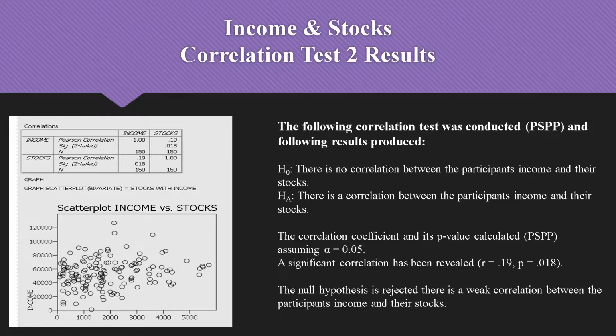Test results number 2, income and stocks. Well, the null hypothesis, there's no correlation between the participants' income and stocks. The alternative is that there is a correlation between income and stocks. The findings, the correlation coefficient and its p-value calculated by PSPP, assuming the standard alpha of 0.05. We have a significant correlation as revealed. R equals 0.19 and P equals 0.018. The null hypothesis is rejected, but there's a weak correlation between the participants' income and their stocks based on our findings.